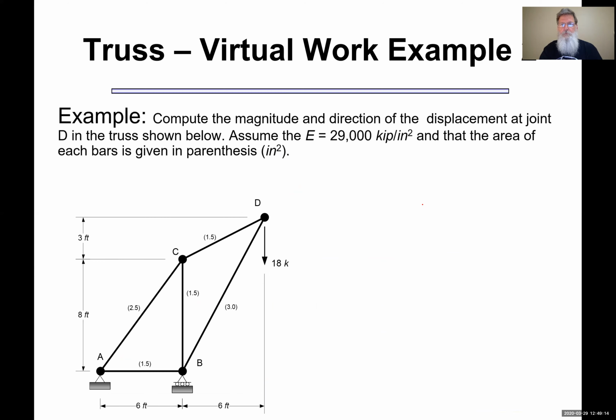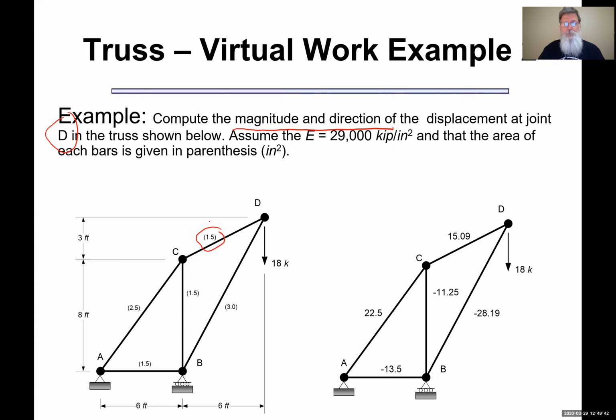Here's another example that we'll work through real quick. So I've got a truss that you can see here. I want to find the magnitude and displacement at D, which is here. So there's my real load system, a single point load at D. The values in parentheses are the cross-sectional areas of each member. So there's my real load system, which I solved for, and those are my values for tension and compression.